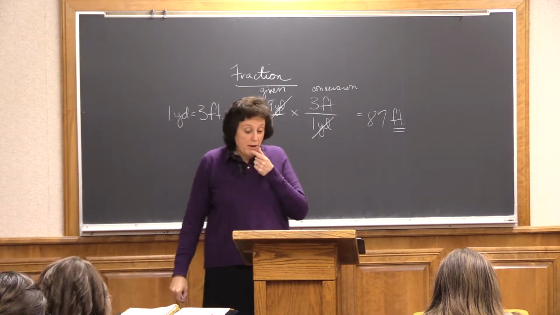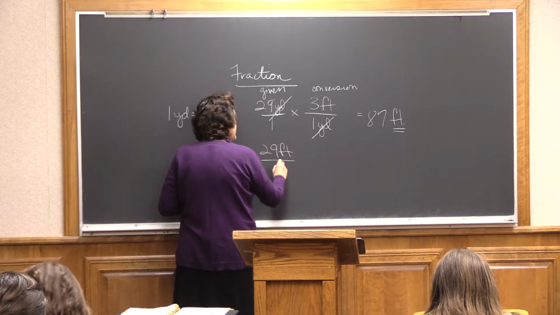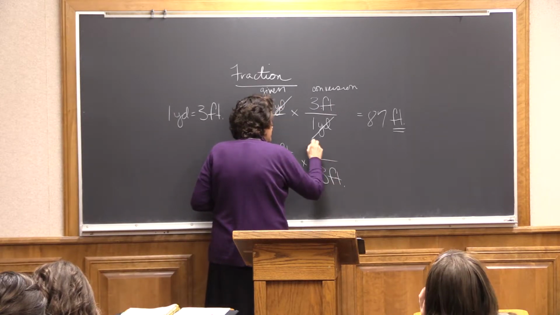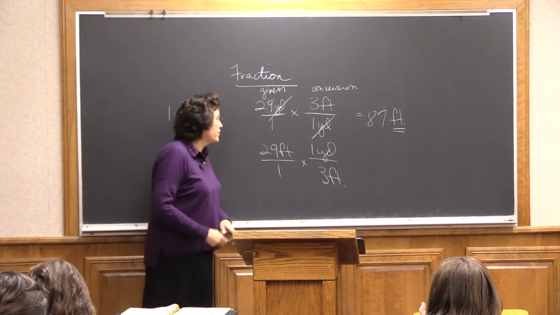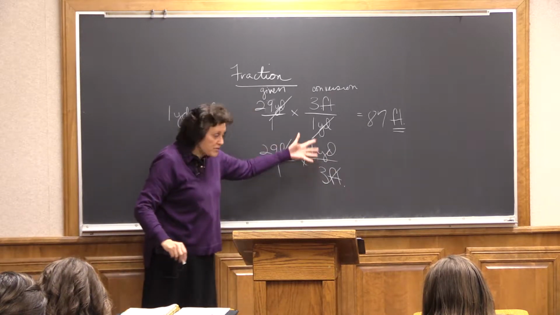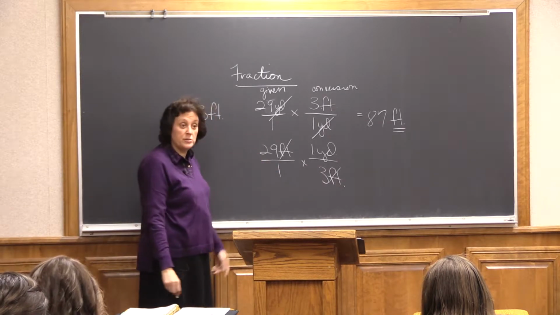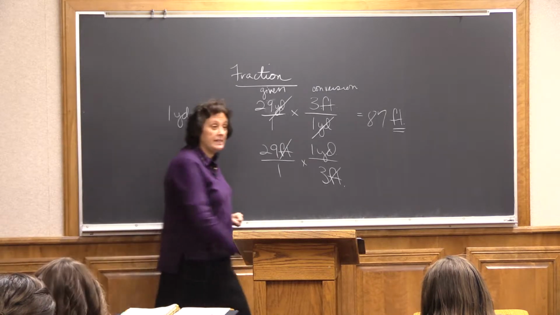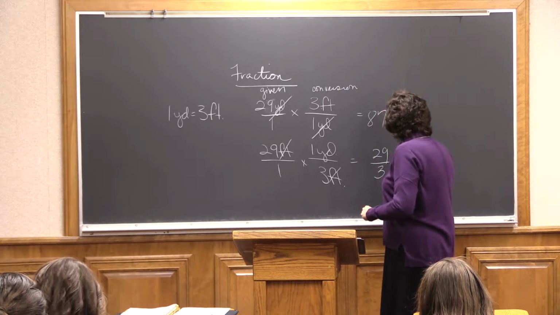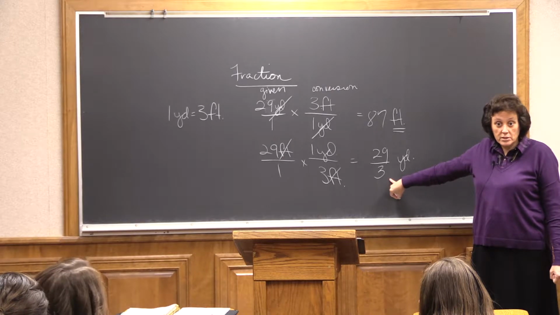Okay? If I was going the other way, 29 feet equals how many yards? My fraction would be different. I'm using the same conversion fact, but now I want to convert out of feet, so I write the conversion fact so that the unit cancels. So this tells me to divide by 29. And this tells me that I have an improper fraction, and if I work it properly, I'm not going to be tempted to go to the decimal.